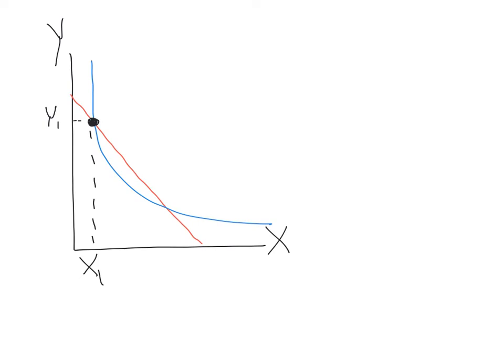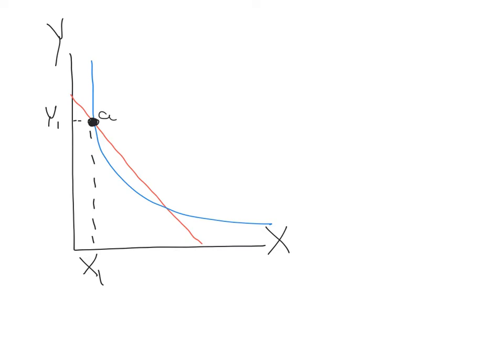Let's see if I can explain the intuition behind that maximum happiness point. Suppose the consumer, instead of being at a tangent point, was at this point, let's call that point A, in which the slope of the indifference curve is actually more than the slope of the budget line. So let's make up some numbers.